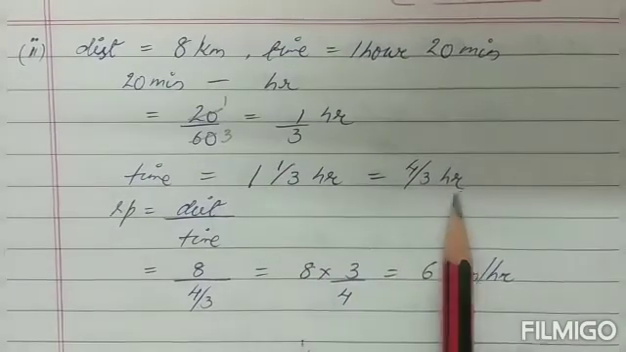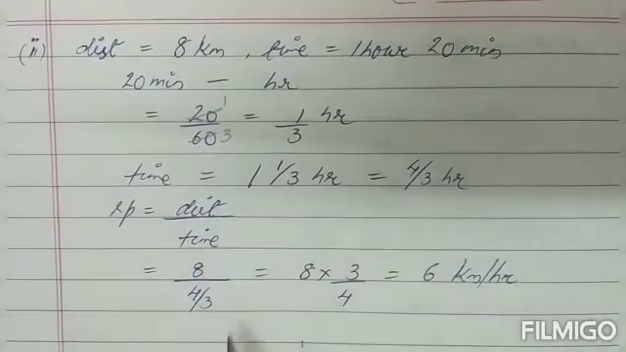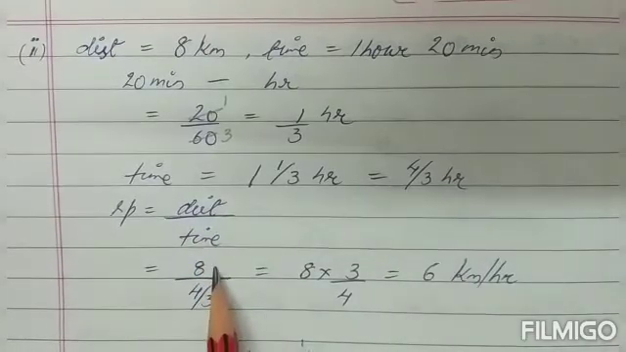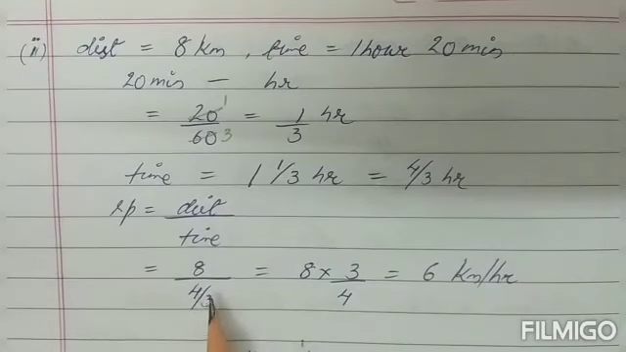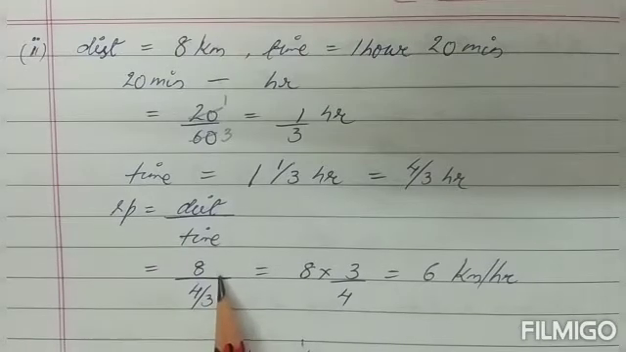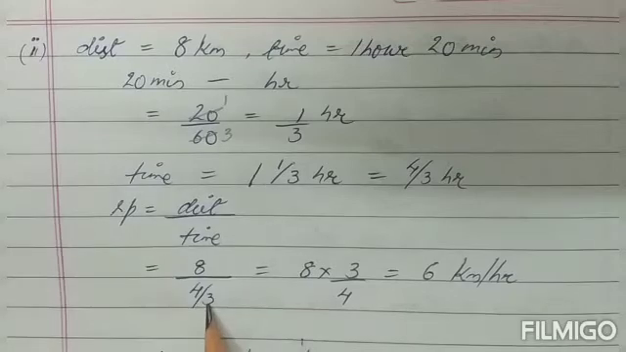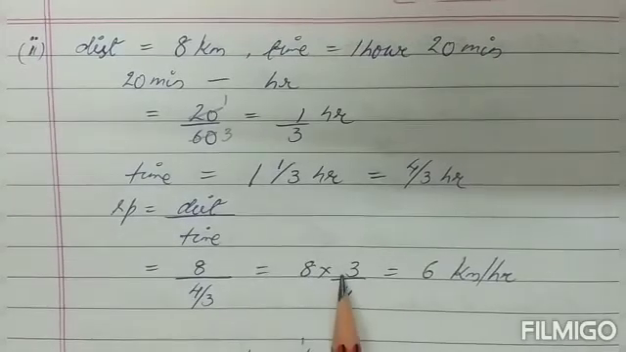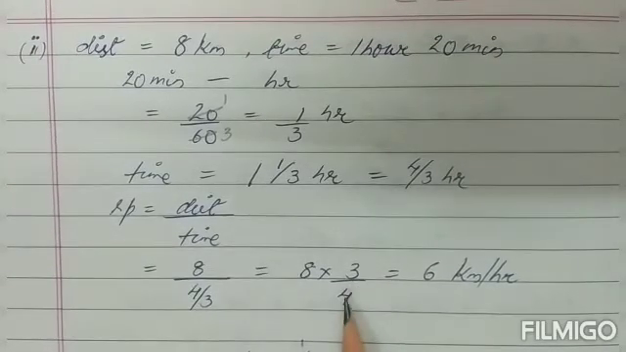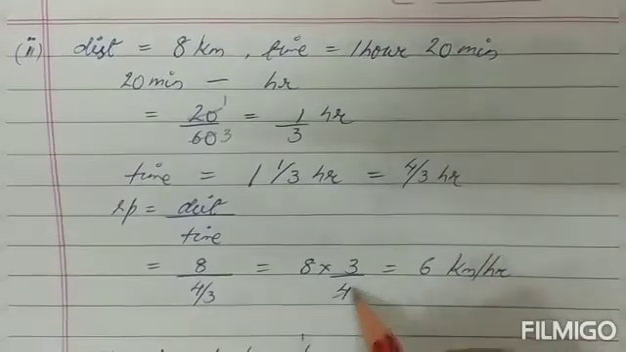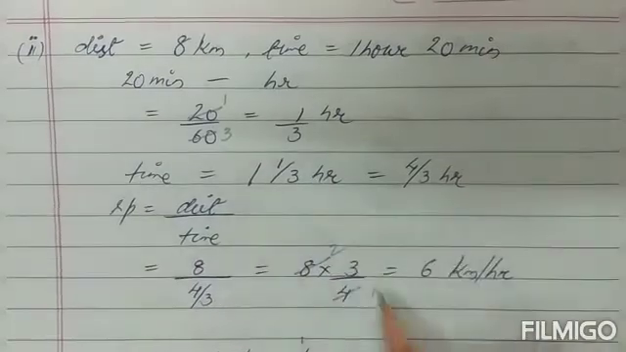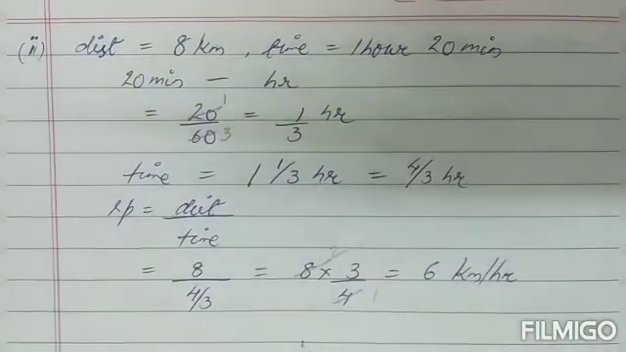Speed is distance upon time. Distance is 8. Time is 4 upon 3. So whenever in the denominator we have a fraction, you are going to convert this division sign into the multiplication sign, and the fraction will get reciprocal and will get multiplied. Okay, so 3 upon 4. 4 upon 3 is written as 3 upon 4. And now reduce. 4 ones are and 4 twos are. 2 threes are 6 kilometers per hour.